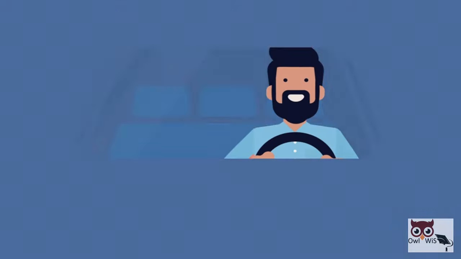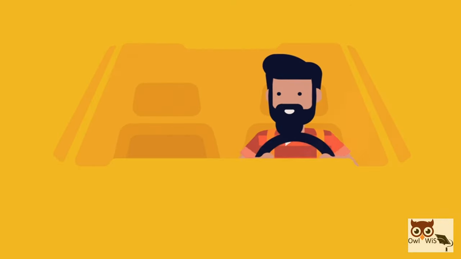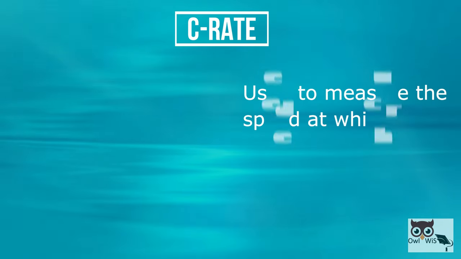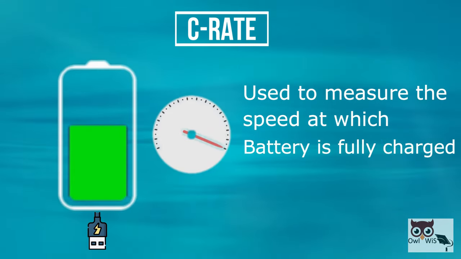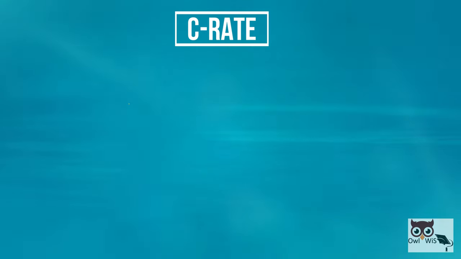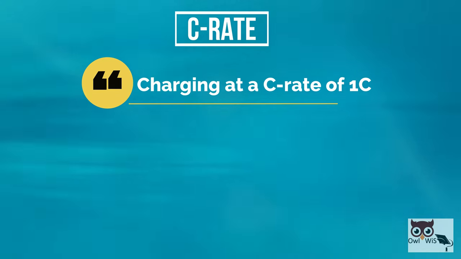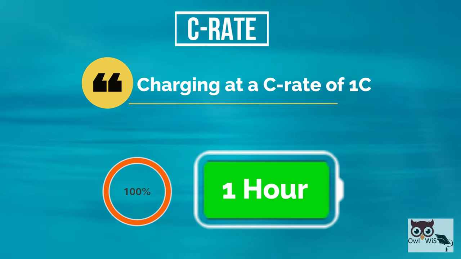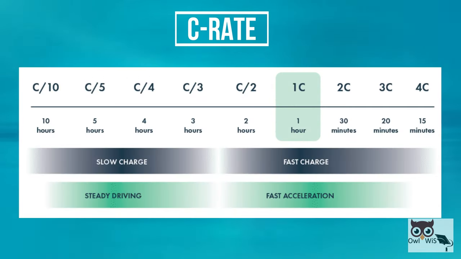A critical factor drivers consider when looking at electric vehicles is how quickly they can be charged. C rate is one such factor. The C rate is a unit used to measure the speed at which a battery is fully charged or discharged. For example, charging at a C rate of 1C means that the battery is charged from 0 to 100% in 1 hour. A C rate higher than 1C means a faster charge.